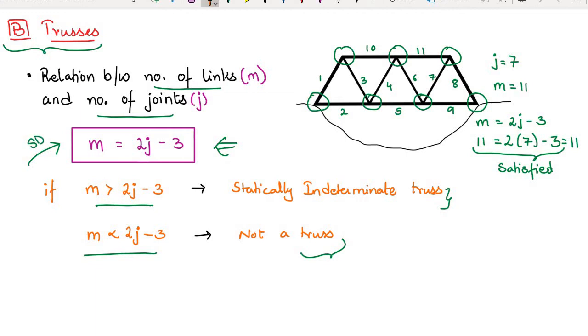Now let us test the condition for this truss. Here the number of joints is equal to 7 and the number of links is equal to 11. Now if we substitute these values in 2j minus 3, we get 2 into 7 minus 3, which is also equal to 11. So the condition is satisfied and the truss is statically determinate.